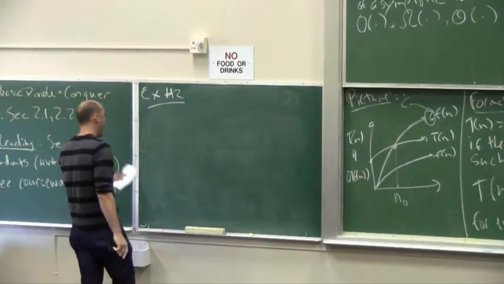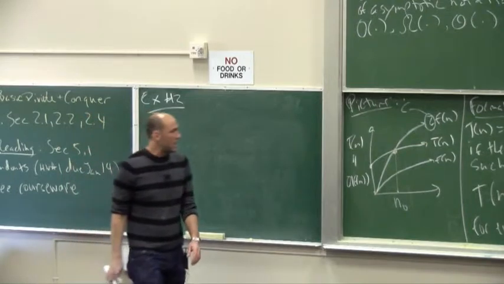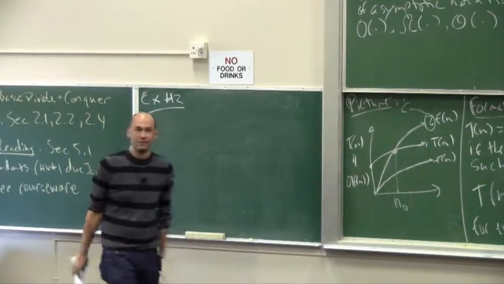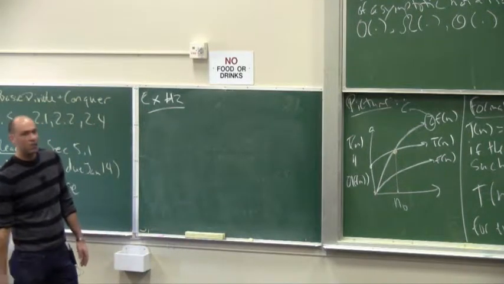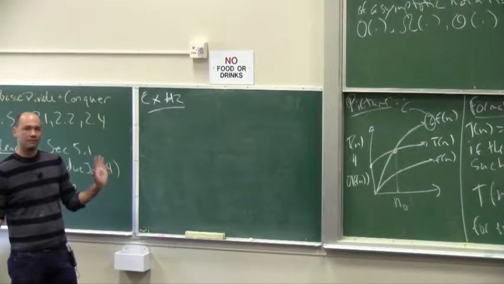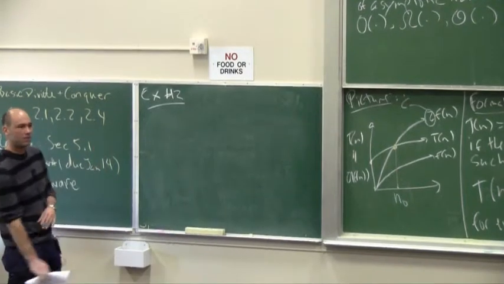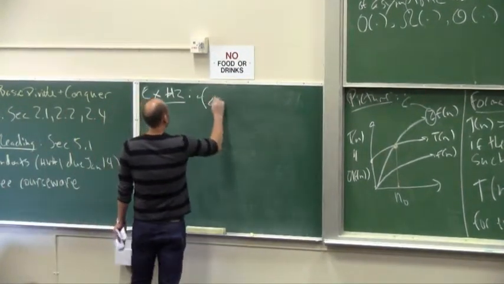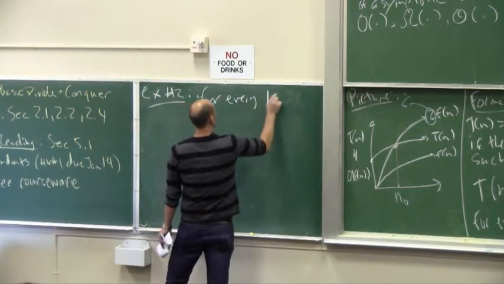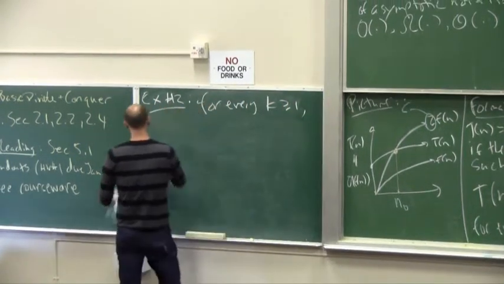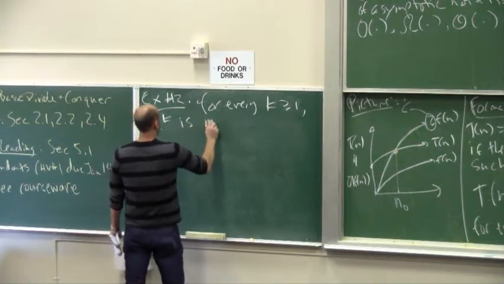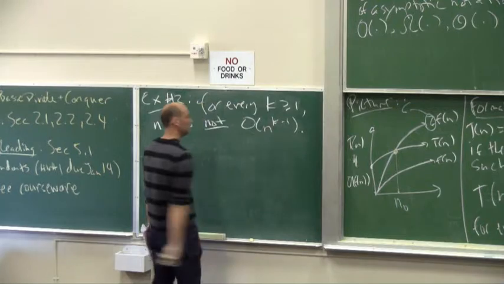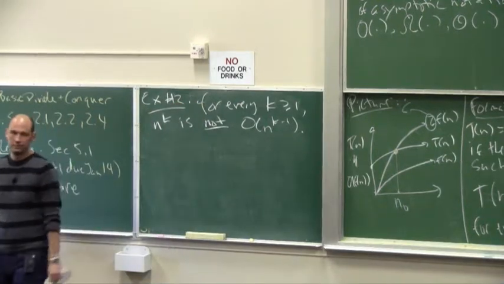What would be really bad is if you could say that n to the k is big O of n to the k minus 1. That would be pretty dangerous. If n squared were big O of n, that would start seeming wrong, that would start seeming bad. So let's just verify that that's not the case. For k at least 1, n to the k is not big O of n to the k minus 1. It's just a sanity check.